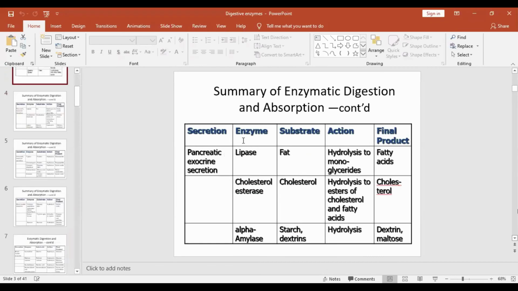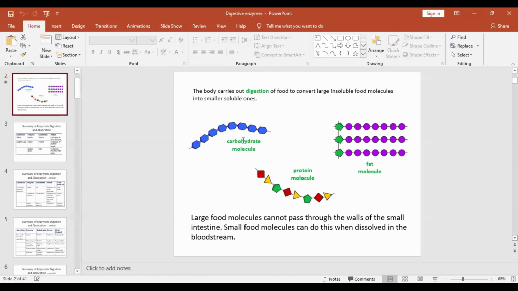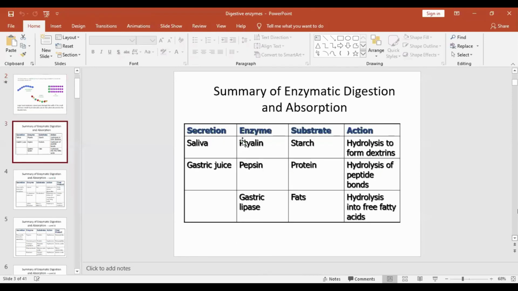So we are talking about digestive enzymes. For the digestion of different large molecules, first they have to be converted into small fragments so that their absorption becomes favorable from the GI tract. For that purpose, different digestive enzymes are present in different locations, from the mouth up to the small intestine. Different enzymes are secreted, and they can act on different substrates.